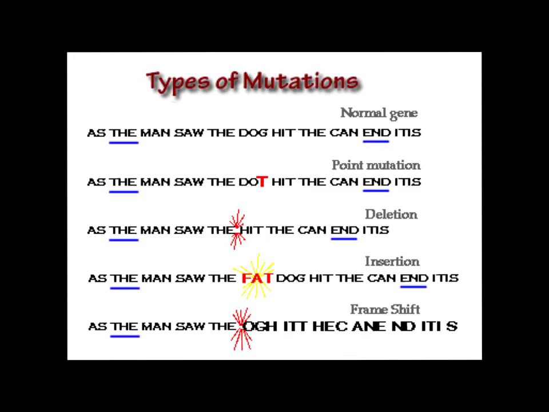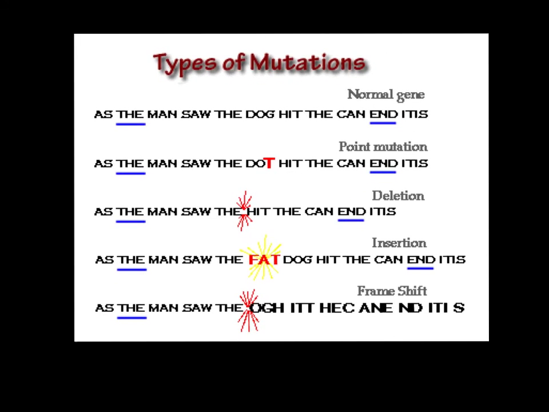So let's look in here. I'm going to say basic accounting errors. So here is an example. I want you to look at this. These are types of mutations. So if I'm looking at this, these are the types of mutations that we have. We don't code for as. We start on the. Okay, so this sentence should read, the man saw the dog hit the can.